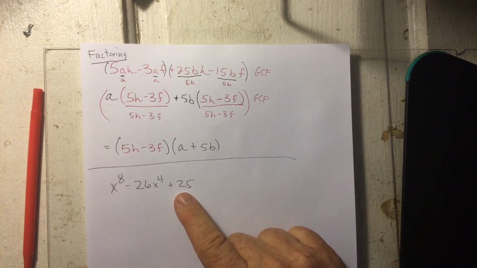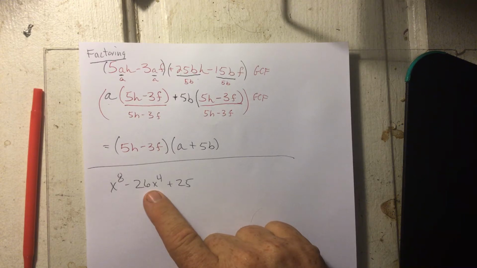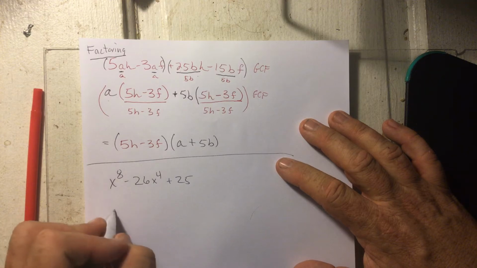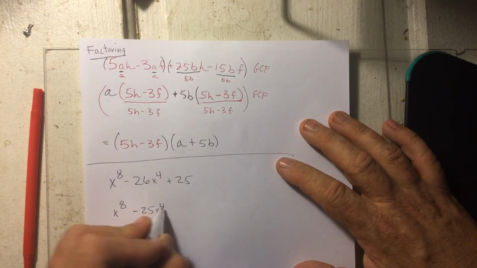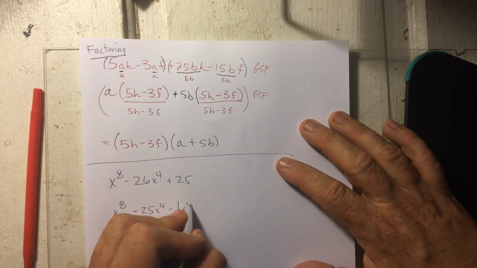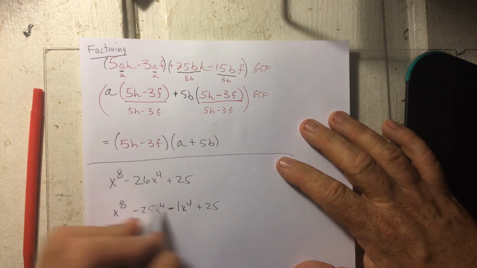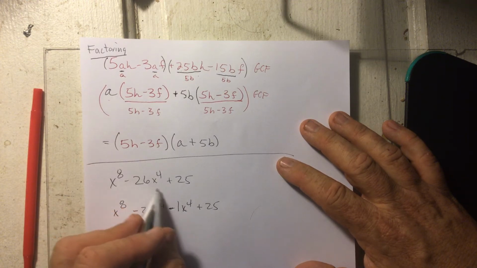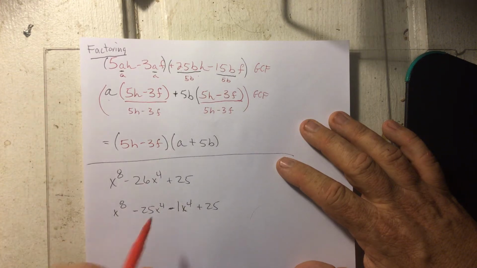Well, we're just treating these like anything else. What multiplies together to make 25 but adds to make 26? We have negative 25 and negative 1. So I take x to the 8th, I put here, negative 25x to the 4th minus 1x to the 4th plus 25. Now, all I did was split this up and said, okay, what adds to make 26 but multiplies to make 25? Well, 25 and 1. So there's a couple different ways to look at that.